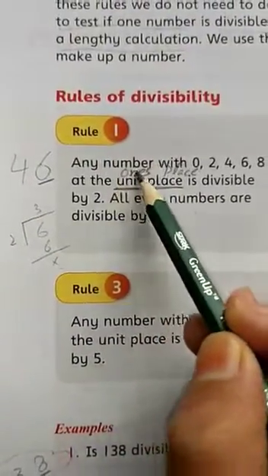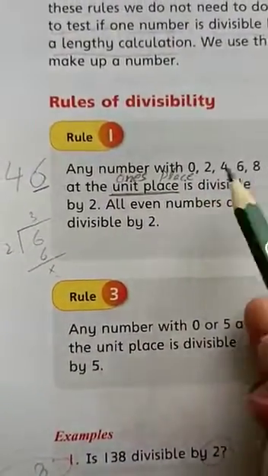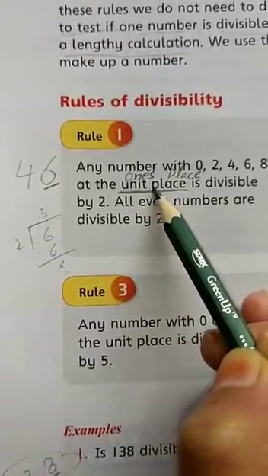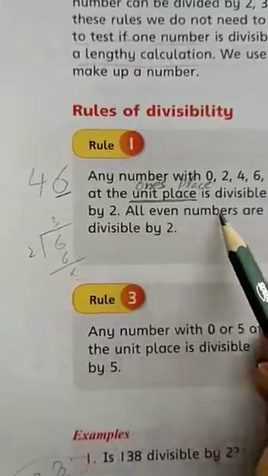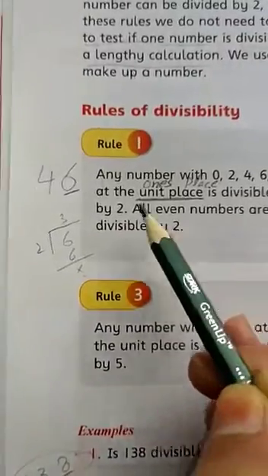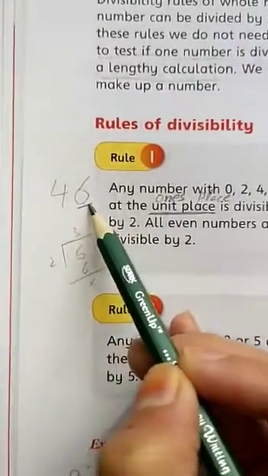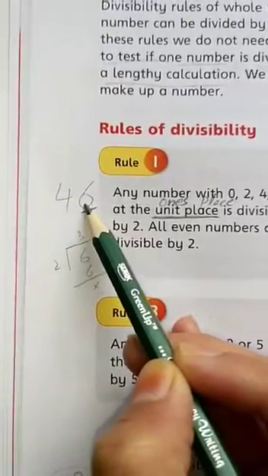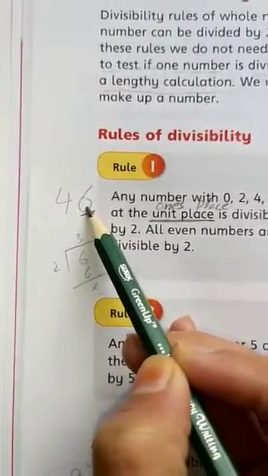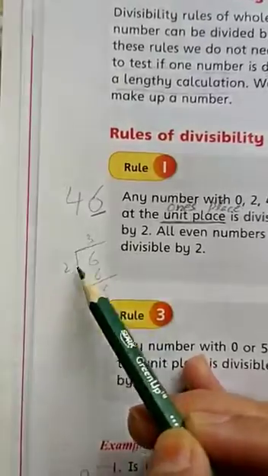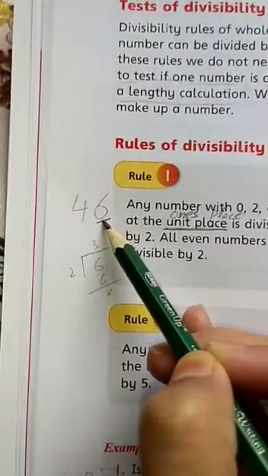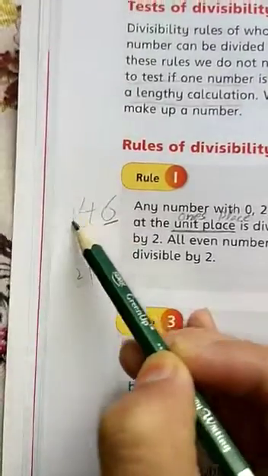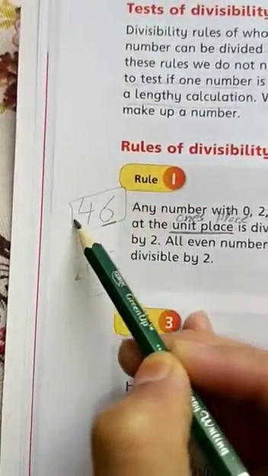Rule number 1. Any number with 0, 2, 4, 6, 8 at the unit place, also known as the ones place, is divisible by 2. All even numbers are divisible by 2. For example, take the number 46. The number at the unit place is 6. 6 is an even number and also 6 is divisible by 2. So the number at the unit place is even and also divisible by 2. Then the whole number is also divisible by 2.